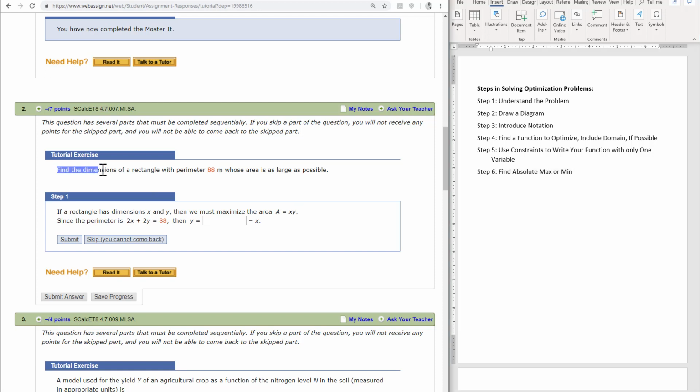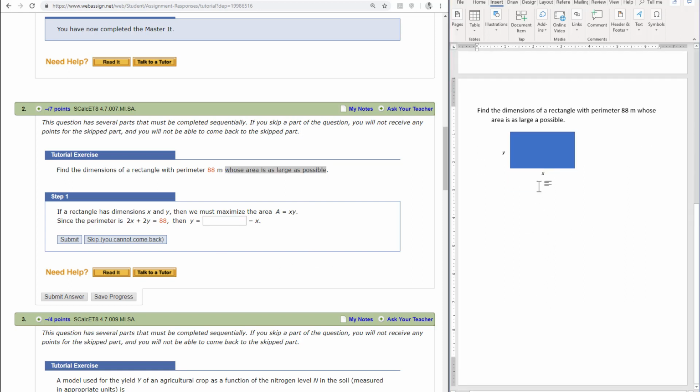This problem wants us to find the dimensions of a rectangle with a perimeter of 88 meters and whose area is as large as possible. So in terms of understanding the problem, we want to find the dimensions. We want to find x and y so that this is as large as possible. So that's basically the first two steps. We're understanding the problem and we are trying to solve for it. And so let's take a look at how to solve this.